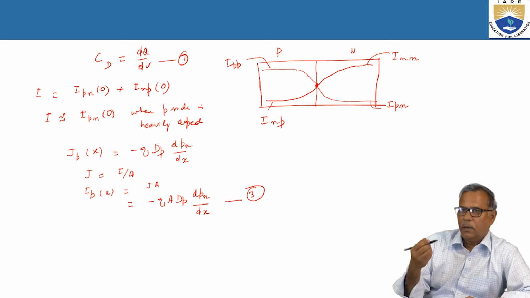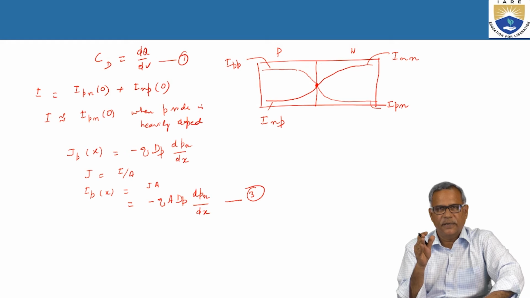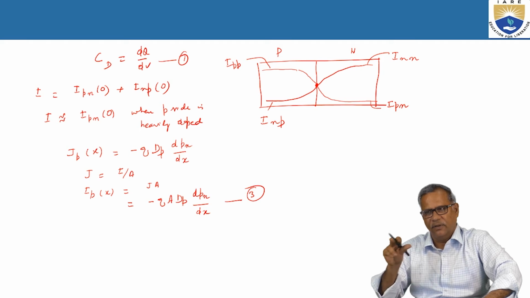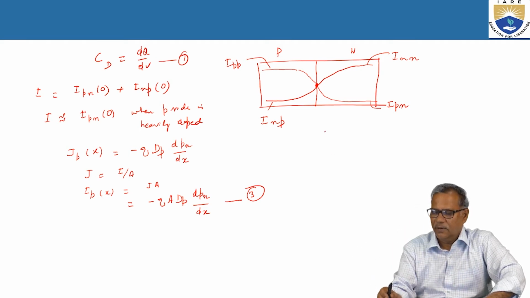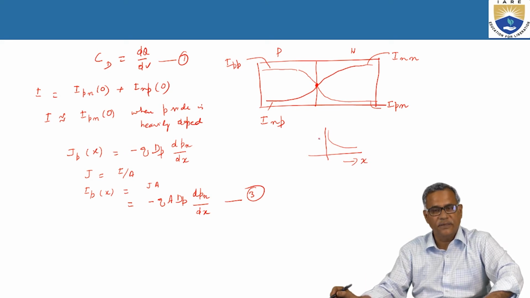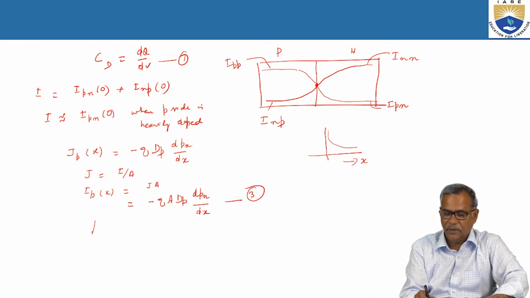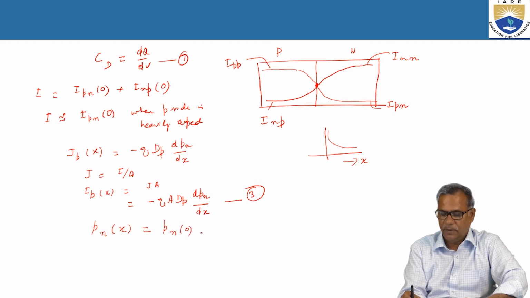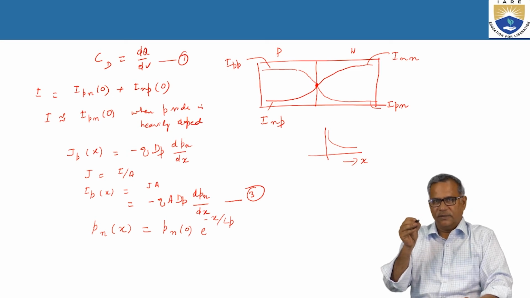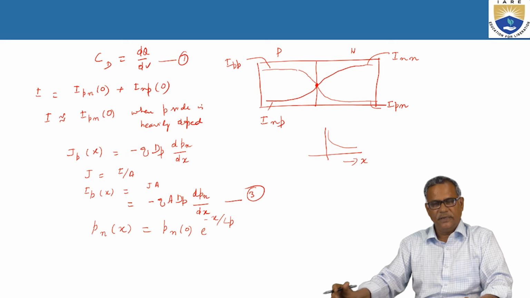Now, I told you that the concentration is not uniform across the junction. In the P region it is more, and as we travel towards the N region it is less. The concentration gradient of holes is like this. As we move away from the junction it is less, and near the junction it is more. So we can say that it follows an exponential fashion. So Pn(x) is equal to Pn0 into e power minus x by Lp, because there is exponential decay of hole concentration as we move away from the junction into the N side.